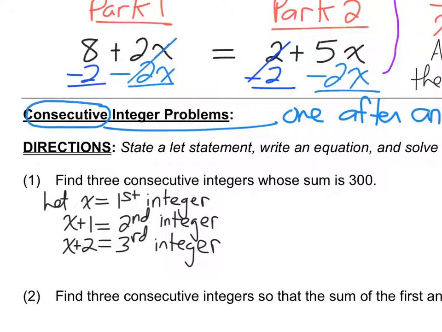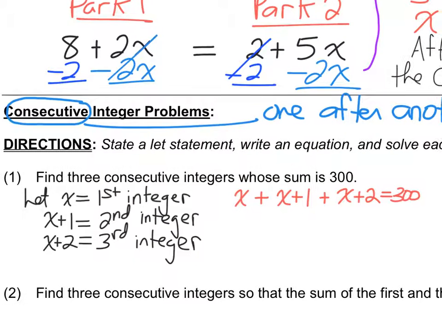Now, we're looking for a sum of those consecutive integers equal to 300. So x plus x plus 1 plus x plus 2 equals 300. So we just have to combine some terms, clean it up a little bit, and we'll have our solution.